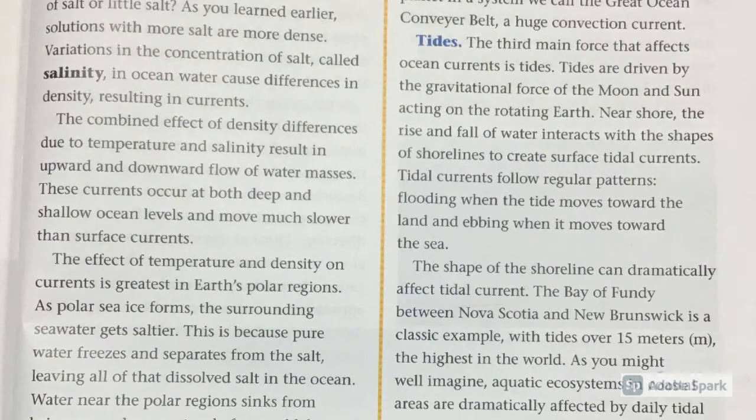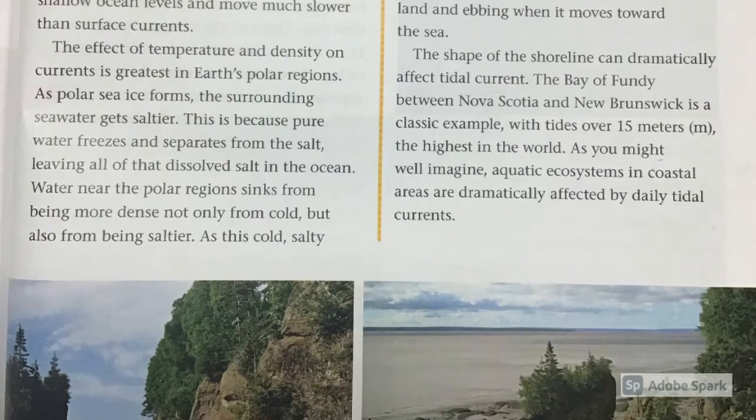Tides. The third main force that affects ocean currents is tides. Tides are driven by the gravitational force of the moon and the sun acting on the rotating Earth. Near shore, the rise and fall of water interacts with the shapes of shorelines to create tidal currents. Tidal currents follow regular patterns: flooding when the tide moves towards the land and ebbing when it moves towards the sea. The shape of the shoreline can dramatically affect tidal current.